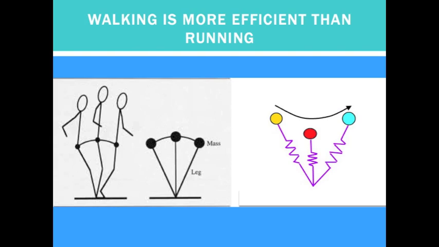So overall, walking uses less energy because it takes advantage of the inverted pendulum model, which is less costly than running due to the conservation of mechanical energy. Any change in kinetic energy will be offset by an opposing change in gravitational potential energy, with no need for mechanical work performed by the muscle.